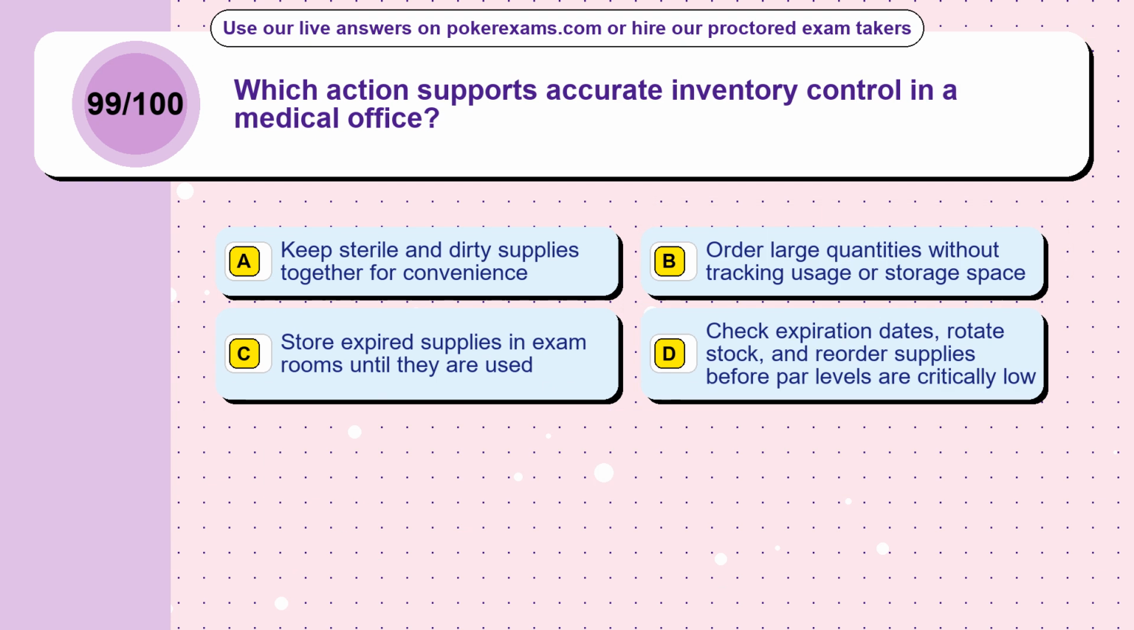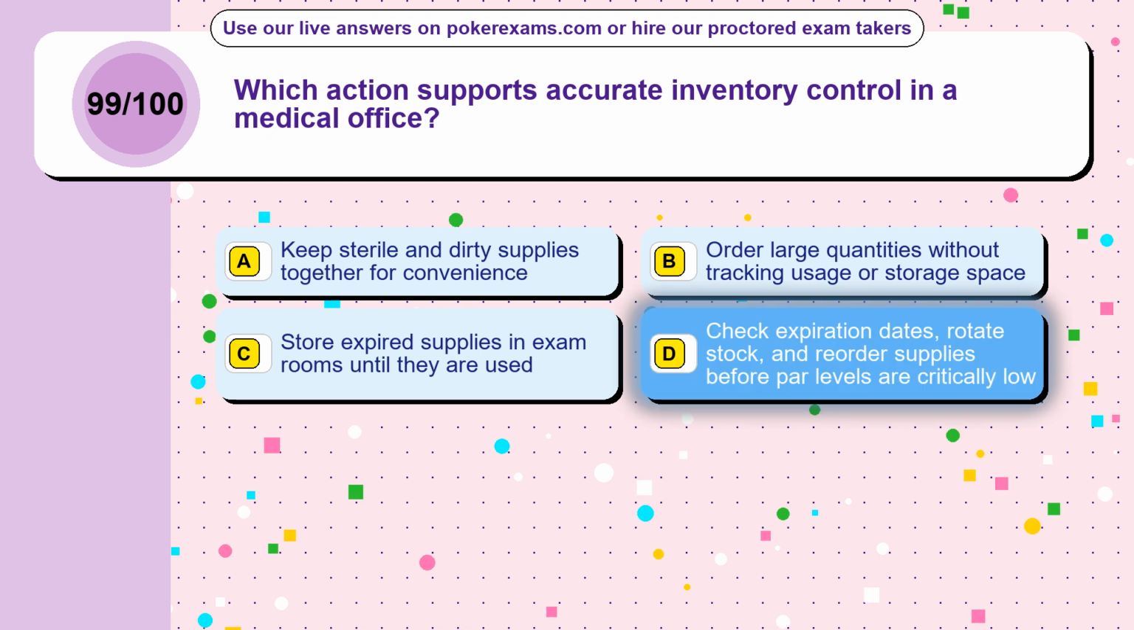Question 99. Which action supports accurate inventory control in a medical office? Option A. Keep sterile and dirty supplies together for convenience. Option B. Order large quantities without tracking usage or storage space. Option C. Store expired supplies in exam rooms until they are used. Option D. Check expiration dates, rotate stock, and reorder supplies before par levels are critically low. The correct answer is option D.